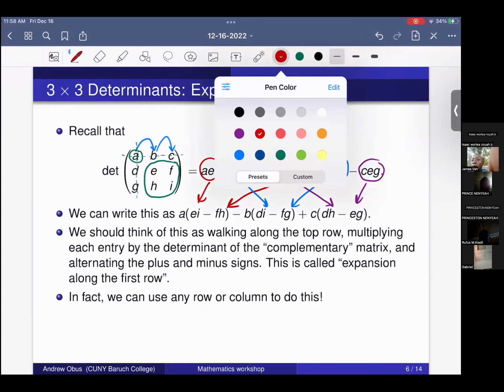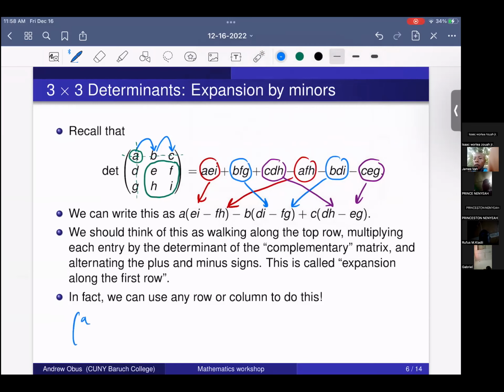So if I want to do the complementary matrix for B, well, I have A, B, C, D, E, F, G, H, I. And if I circle B, then I can eliminate its row and its column. And the matrix that I have left is DF, GI. Exactly. So I get B times DI minus FG.